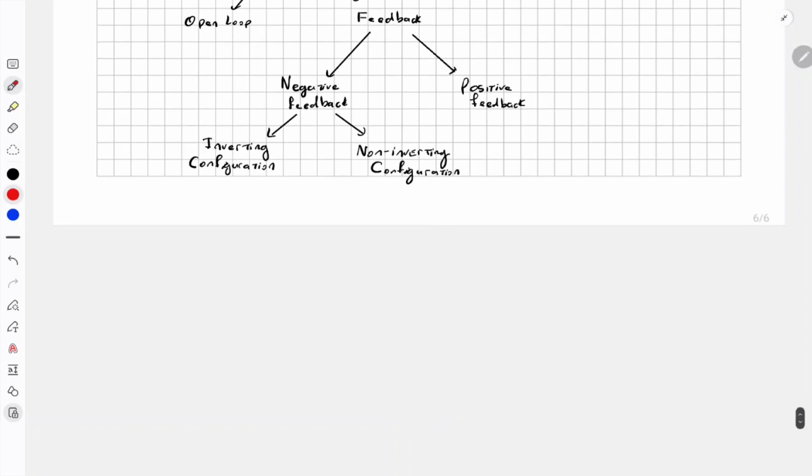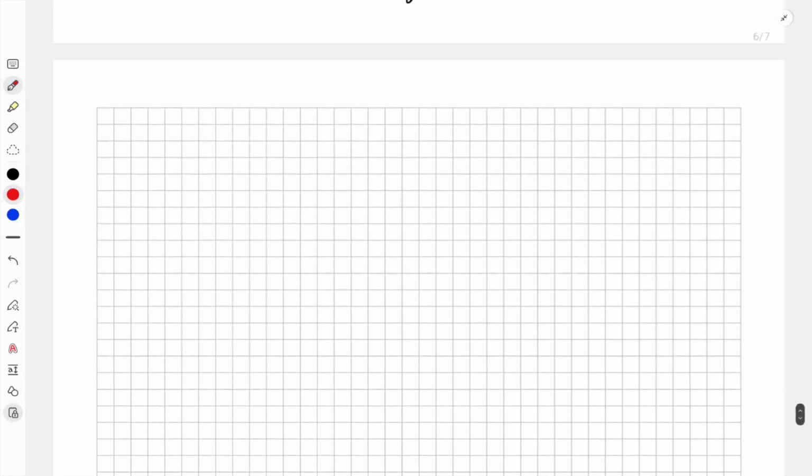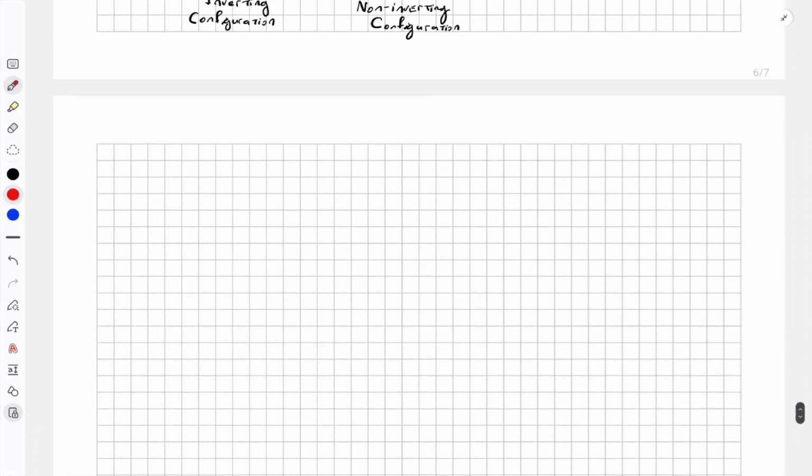So within negative feedback, we have inverting and non-inverting configuration.